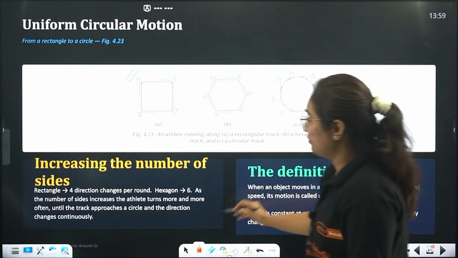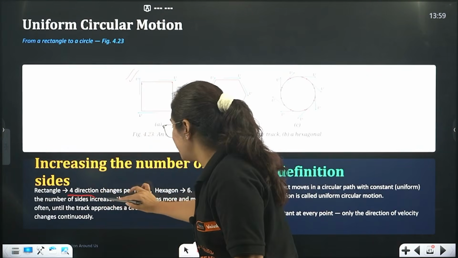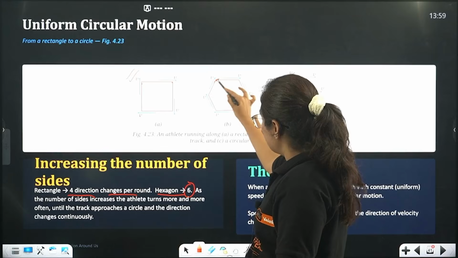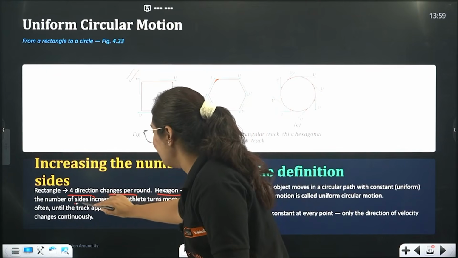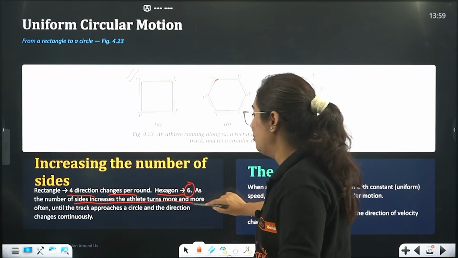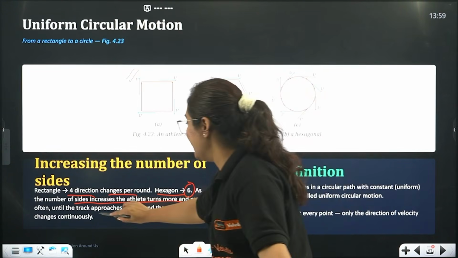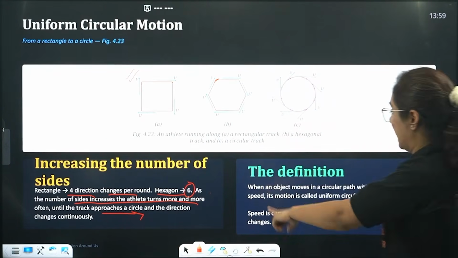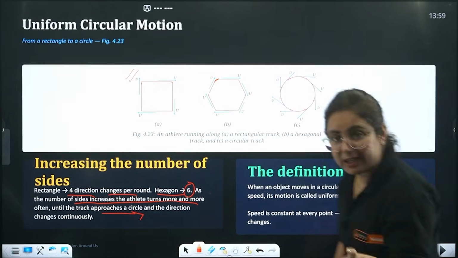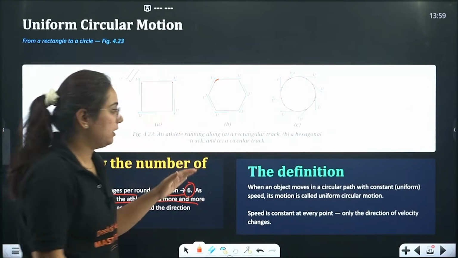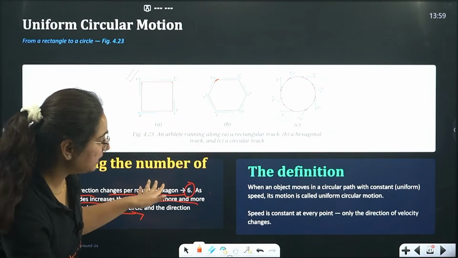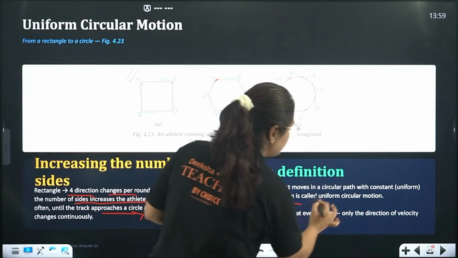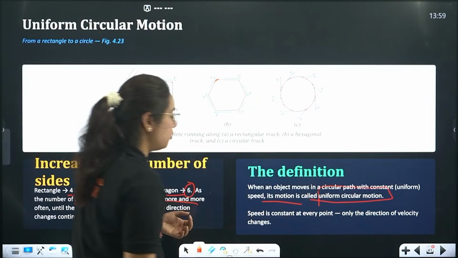See, a rectangle has 4 direction changes per round. However, in a hexagon, 6 directions change per round. As the number of sides increases, the athlete turns more and more until he approaches a circle. Here, what is changing? Direction is changing. So whenever an object is moving in a circular path, constantly changing its direction, beta, the motion is called uniform circular motion.